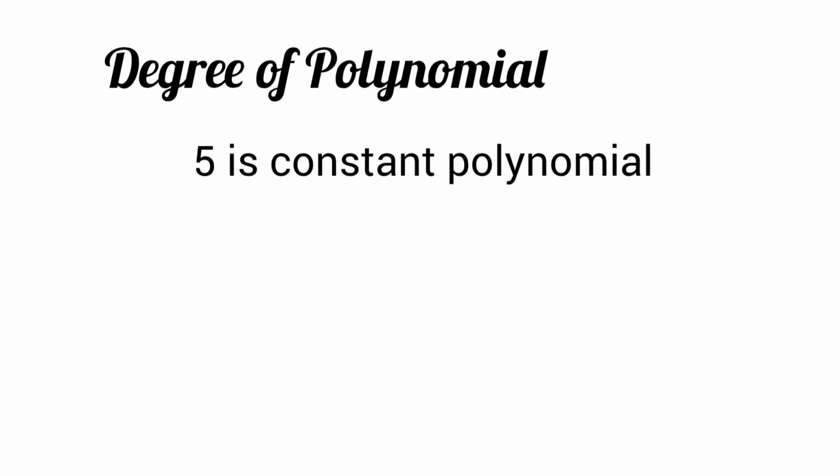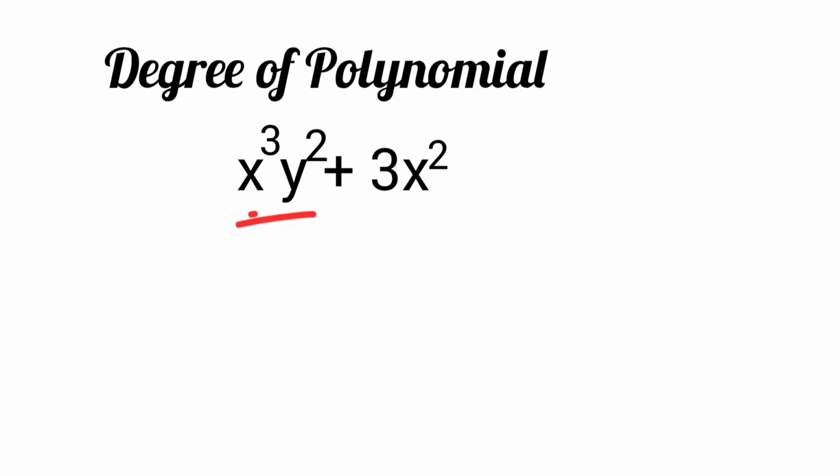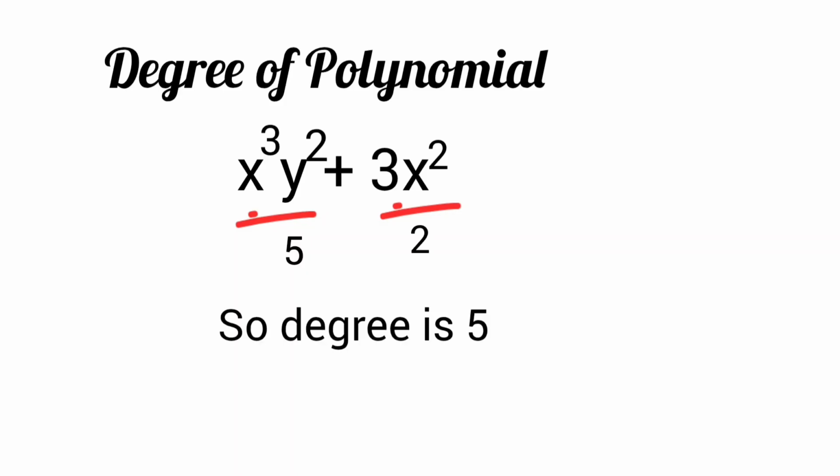Now 5 is the constant polynomial. So now the degree is 0, since here 5 we can write as 5 into x power 0. So the degree is 0. Now let us see one more example. Here, the sum of the exponents: for the first term the degree is 3 plus 2, 5. For the second term the degree is 2. So the highest degree is 5. So the degree is 5.